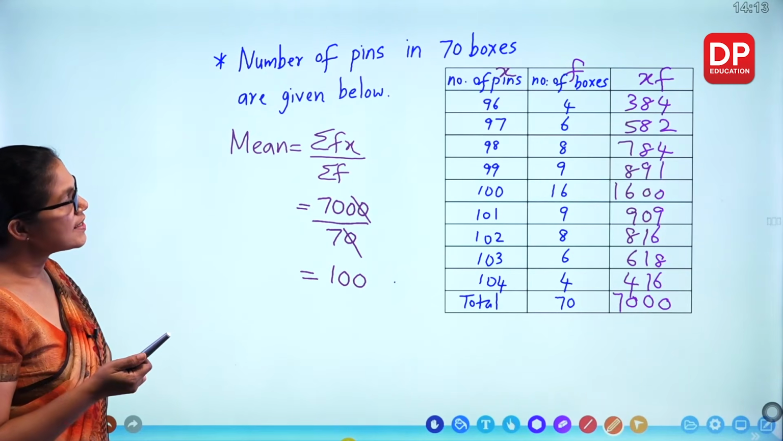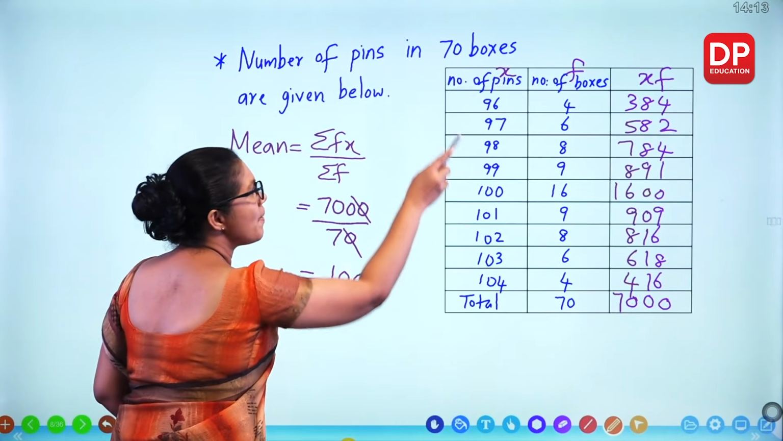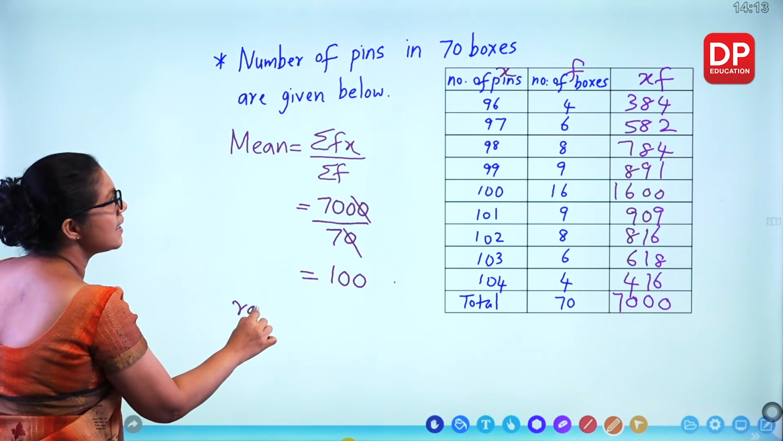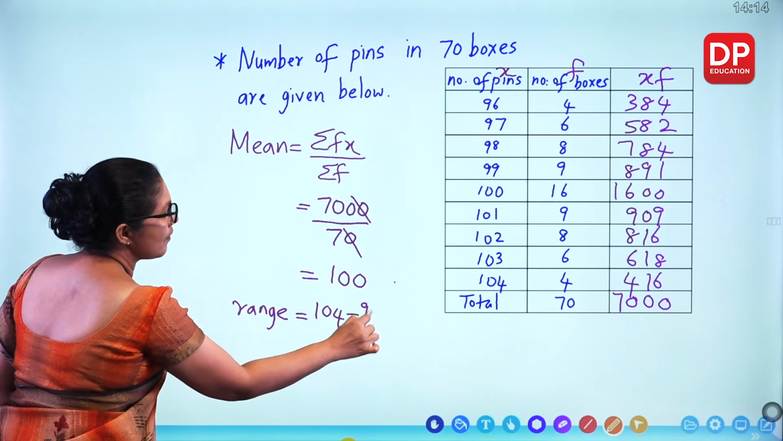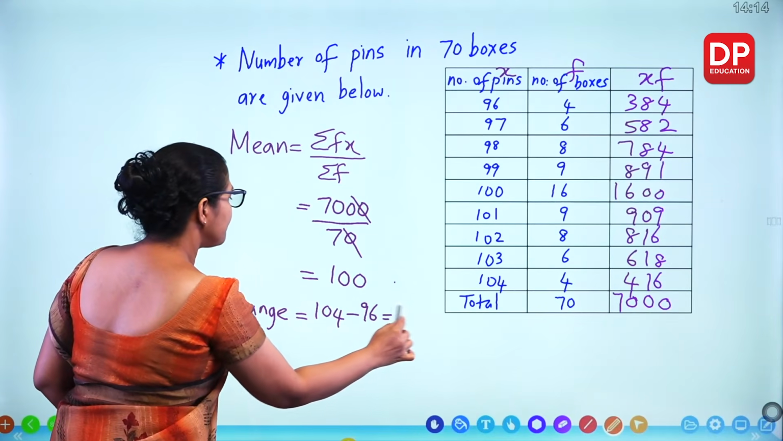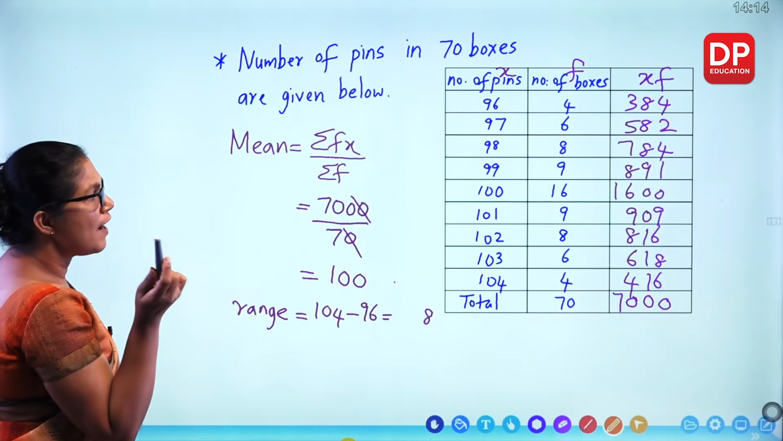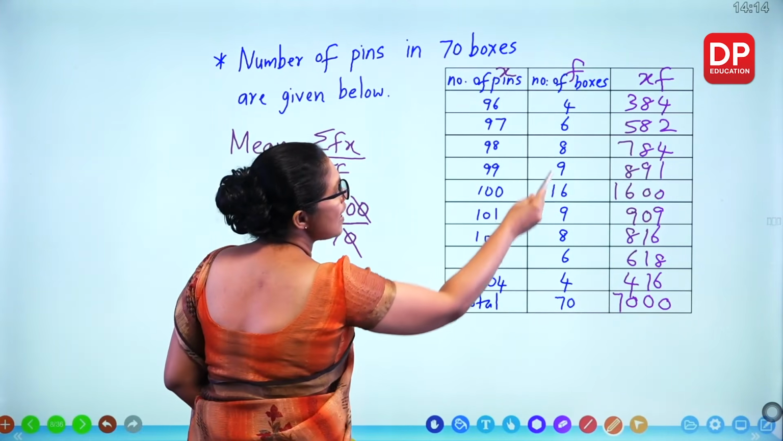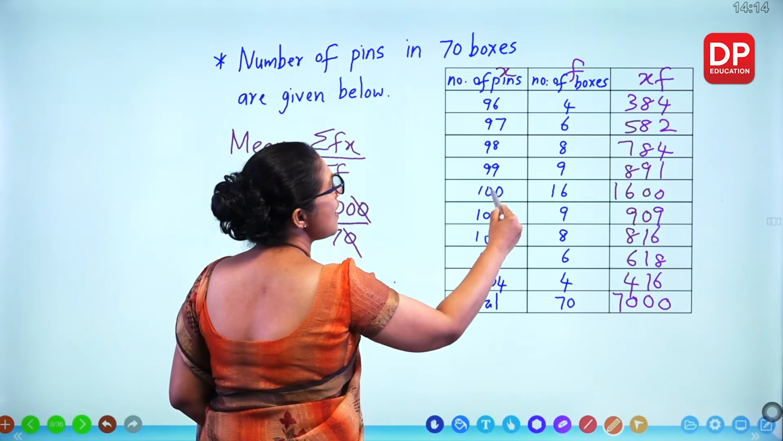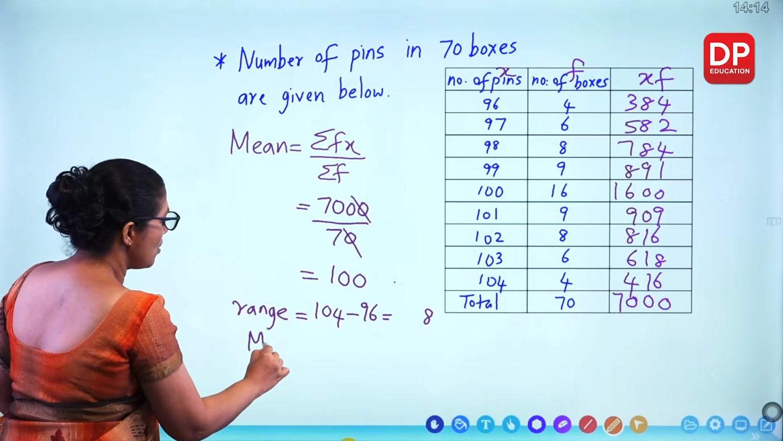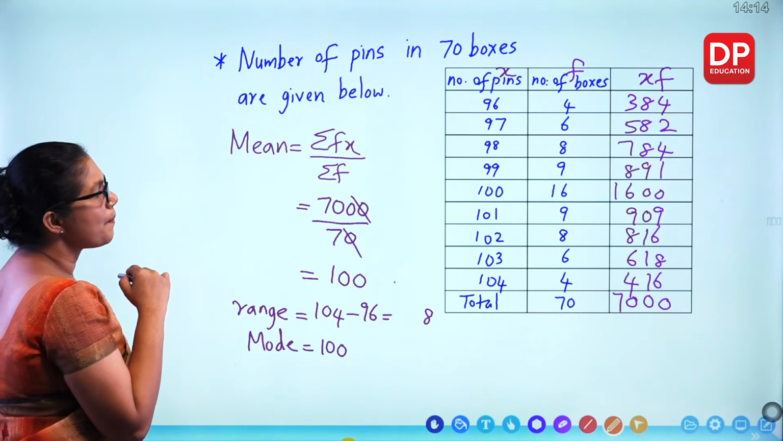Now if I ask what's the range? 104 minus 96. What's that? 8. What's the mode value? Look at the frequency column. 16 is the highest number. So mode is also 100. And what about the median?